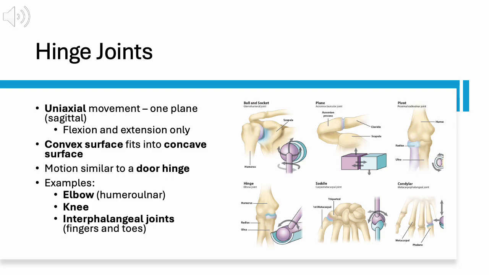Common examples include the elbow joint, where the trochlea of the humerus fits into the trochlear notch of the ulna; the knee joint, which functions as a modified hinge, although it allows for a small degree of rotation when flexed; the interphalangeal joints of the fingers and toes, which allow you to bend and straighten your digits. Although hinge joints don't allow for much complexity in movement, their strength and simplicity make them perfect for providing precise, controlled motion in the limbs.